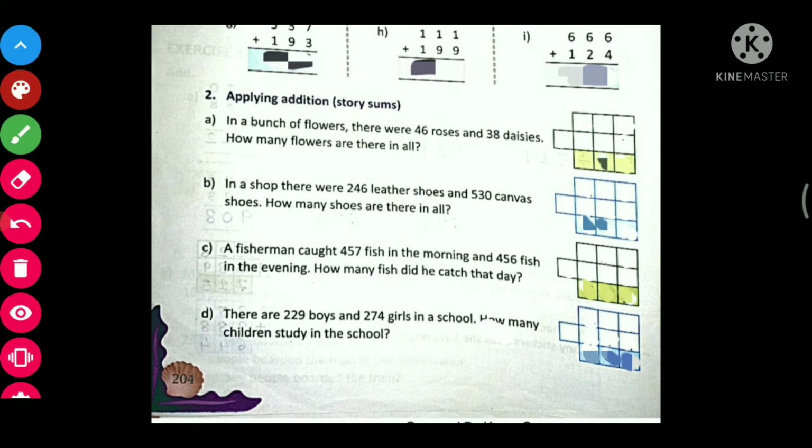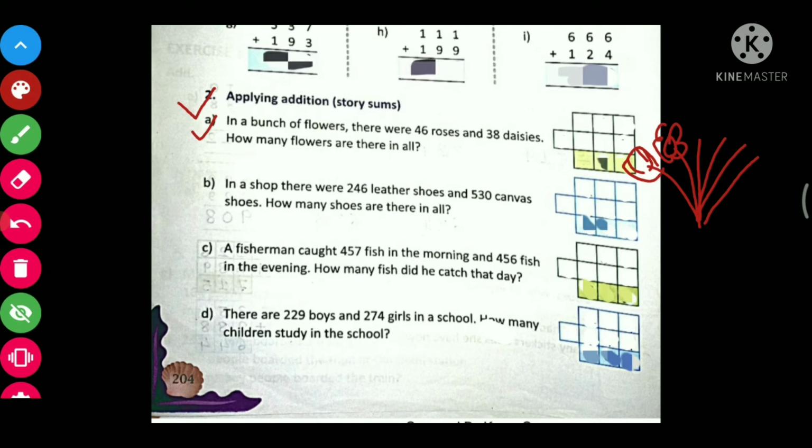Okay. Now see question number 2. So here we have to apply addition, and these are some story sums that are given. So see the first one. In a bunch of flowers there are 46 roses and 38 daisies. How many flowers are there in all? So suppose this one is the bunch of flowers. So just imagine here this one is suppose the rose and this one is suppose the daisy.